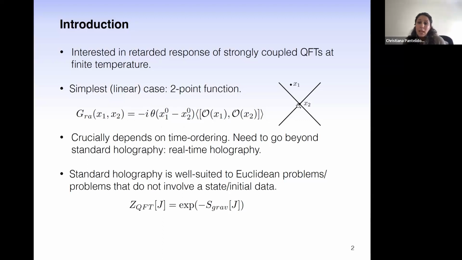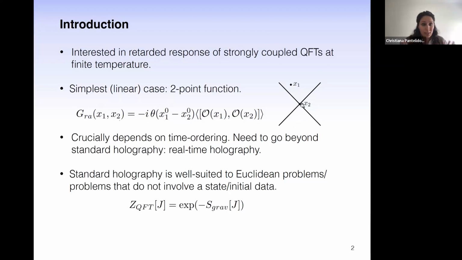Okay, and in particular, this is non-zero when point x1 lies in the future light cone of point x2. So if the two were space-like separated, then this commutator would have been 0. And if x1 was in the past of x2, this theta function would have been 0. So this retarded two-point function is non-trivial only when x1 is in the future light cone of point x2.